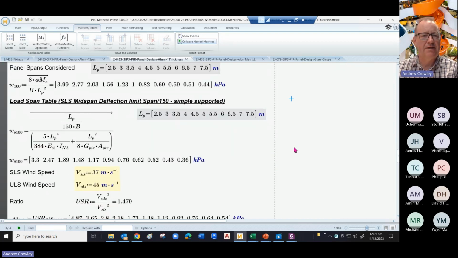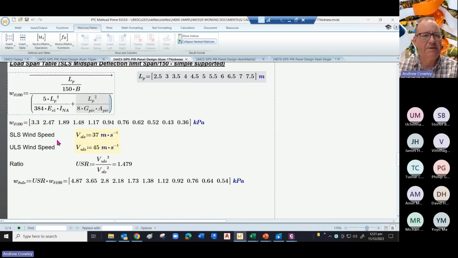Then we look at mid-span deflection limitations. So we're going to limit our deflections under serviceability limit state to span over 150. So again, you'll recognize that equation as the flexural bending for a simply supported beam. And then we add on to that the shear deflection because of the PIR. And then we put it on its head and say, well, that's our limit, L over 150. And then we vectorize it, and out pops a load span table going from 3.3 kPa all the way to 0.36 kPa, depending on your span.